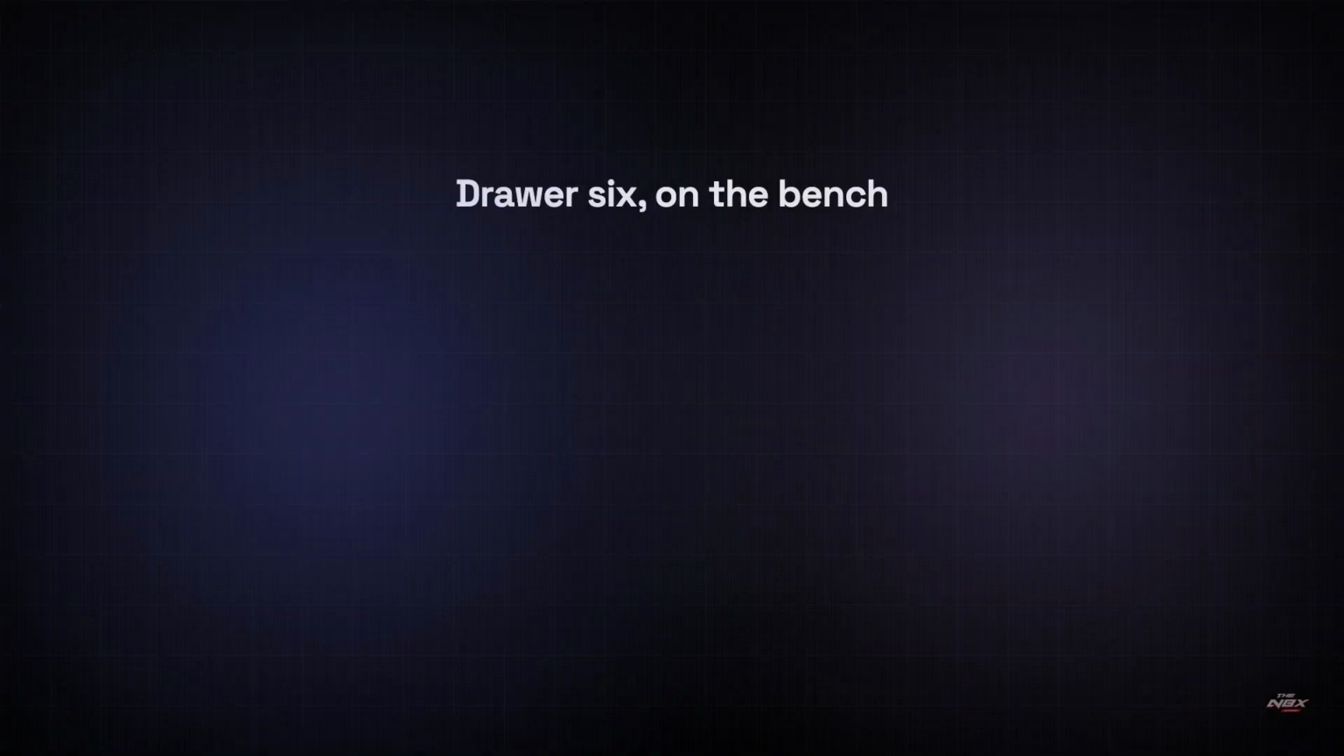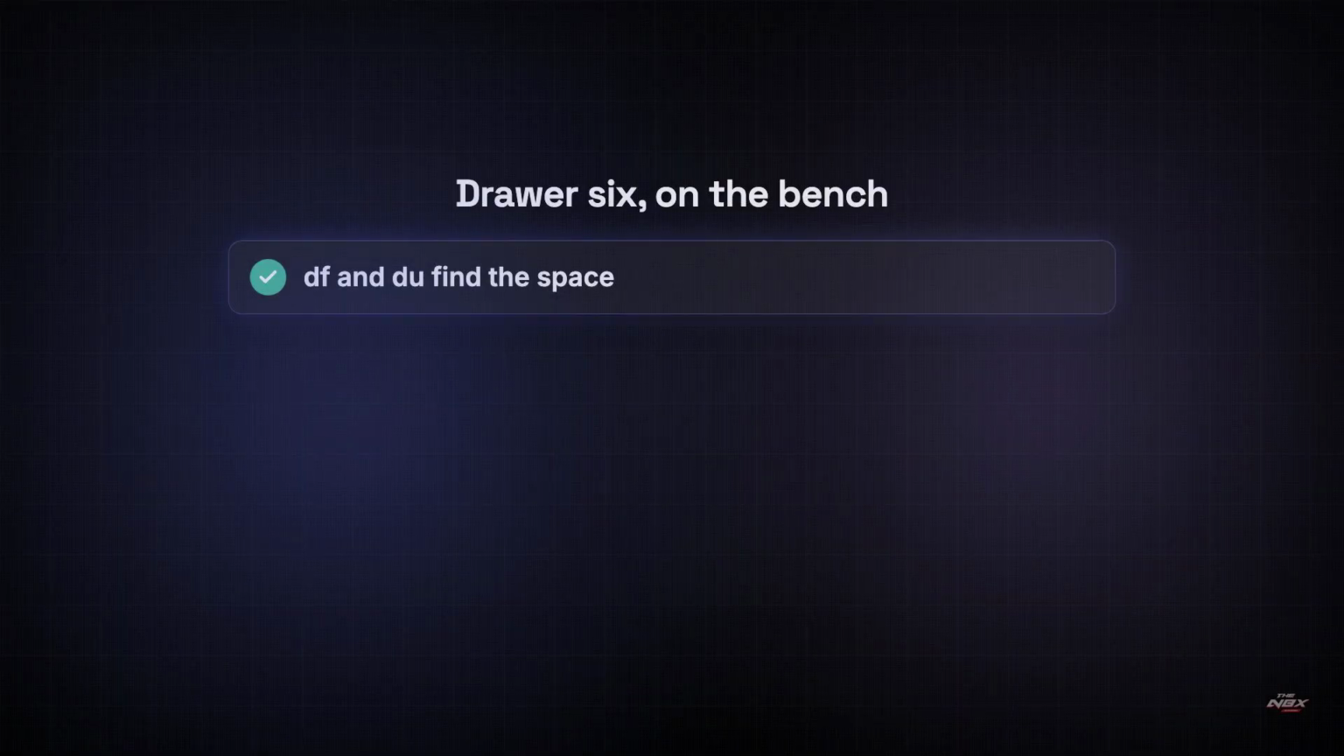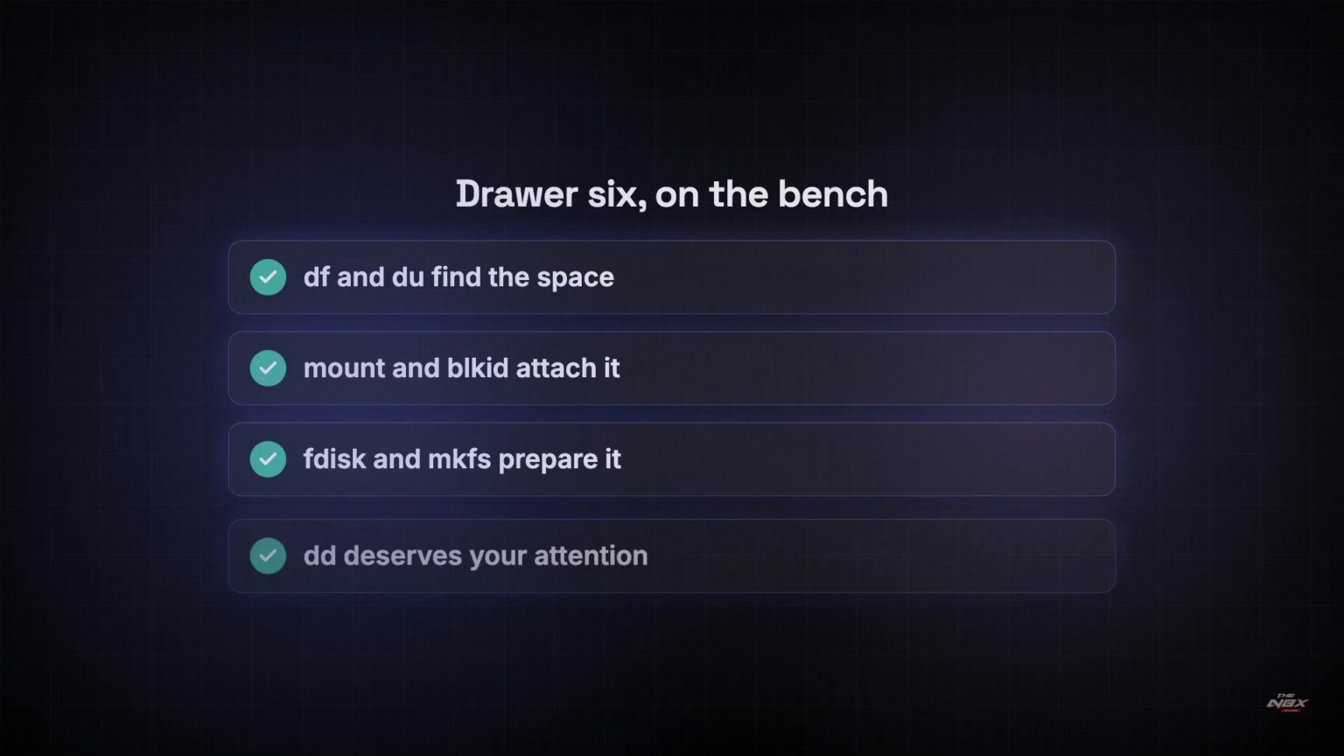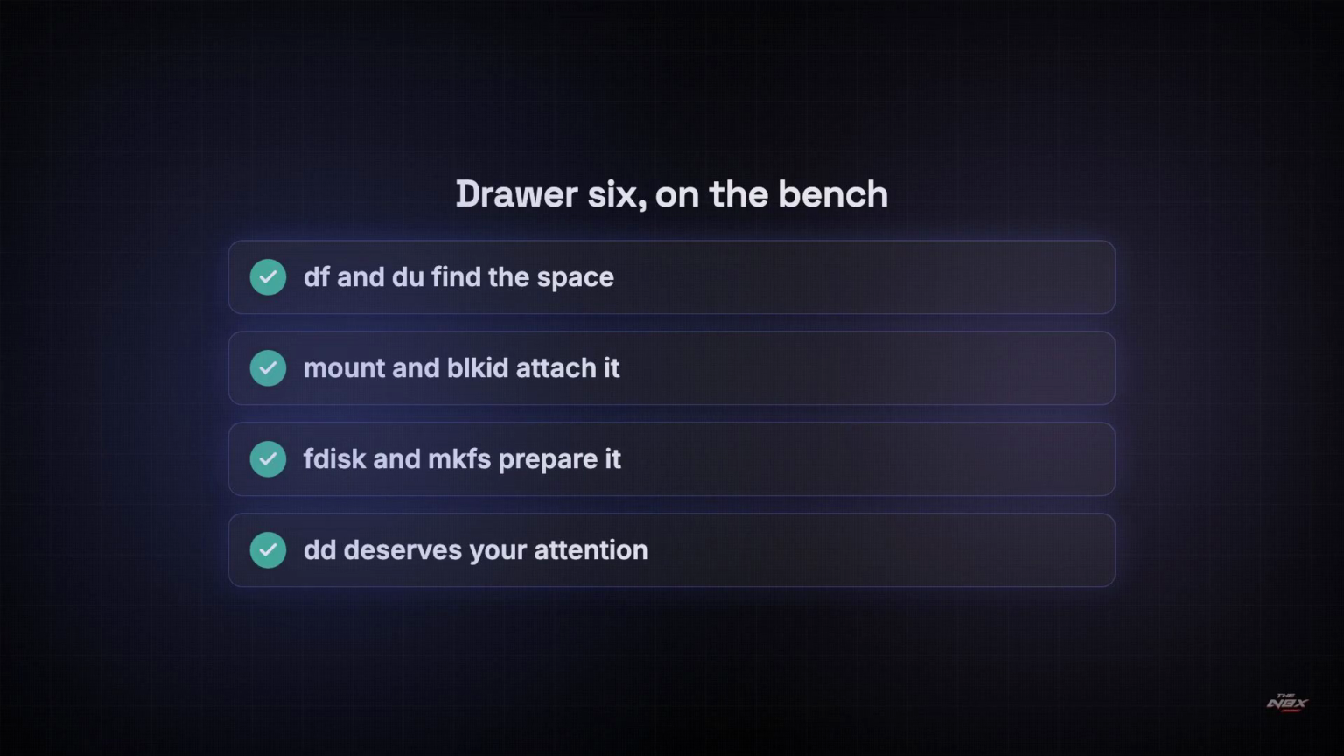Drawer 6 is the disk. df and du find the space. mount and blkid attach it. fdisk and mkfs prepare it. dd destroys it if you mistype, so slow down here.